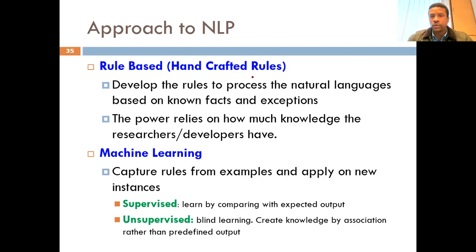In a rule-based system, that's what's happening. If you are going to write a program that tells you whether a number is prime or not, then you are required to know how to identify a prime number. There is no other mechanism. So you have to come up with your own algorithm, which means all the rules should be well known. A rule-based approach or handcrafted rule will develop rules to process natural language based on known facts. You see, it is based on known facts and exceptions, because in a language, everything is not governed by the rule. There are some exceptions.